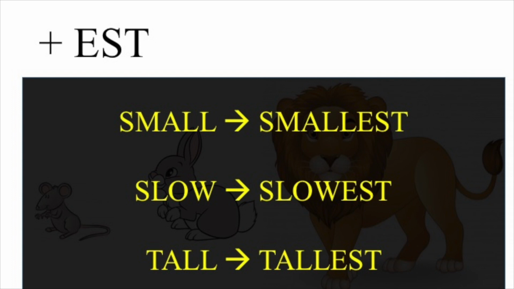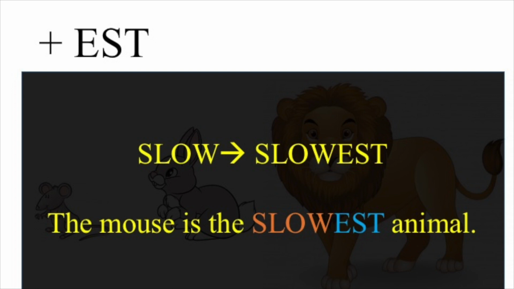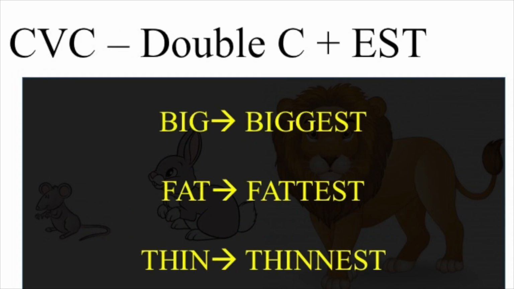Tall, tallest. The mouse is the smallest animal. Small, E-S-T, smallest. The mouse is the slowest animal. Well done, guys. The lion is the tallest animal. Yes. Big, biggest. Fat, fattest. Thin, thinnest.